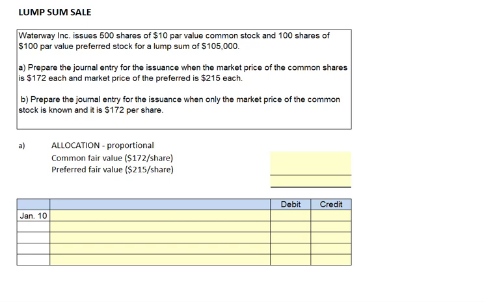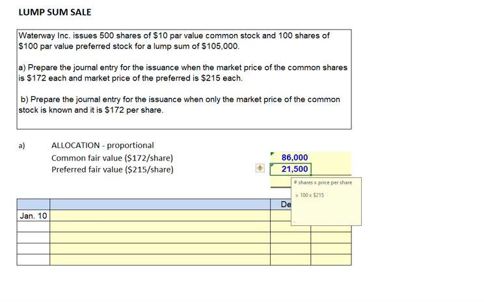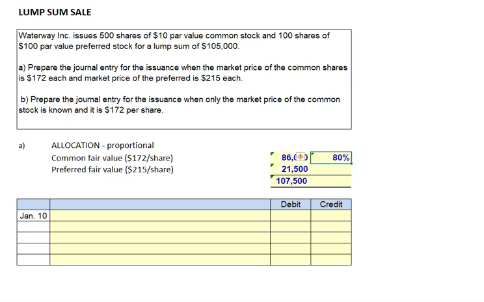stock. So in the first method, when we use the proportional method, the common shares are worth $86,000. That's the 500 times the 172. The preferred shares are worth $21,500. That's 100 shares times 215 for a total of $107,500. The relative proportions then are 80%. 86,000 divided by the 107,500 is 80%. The 21,500 by the 107,500 is 20%. So we will allocate the proceeds 80% to common stock and 20% to preferred.